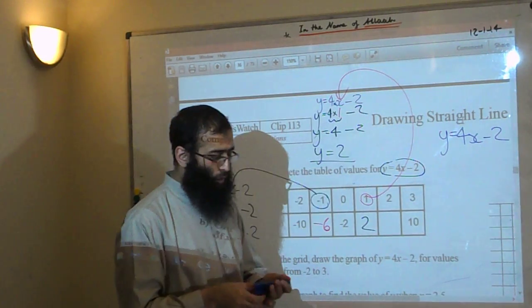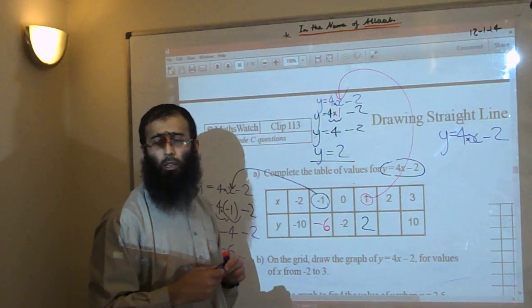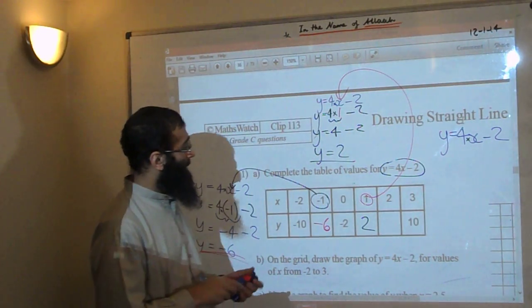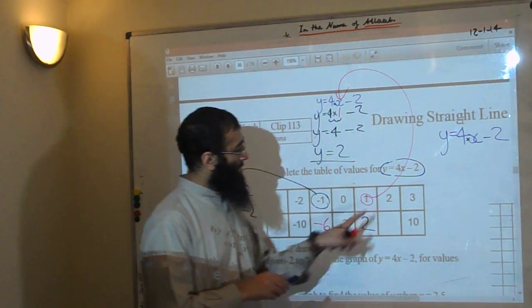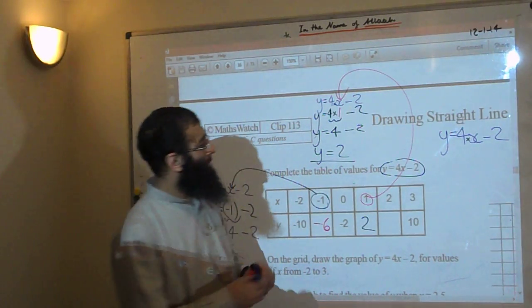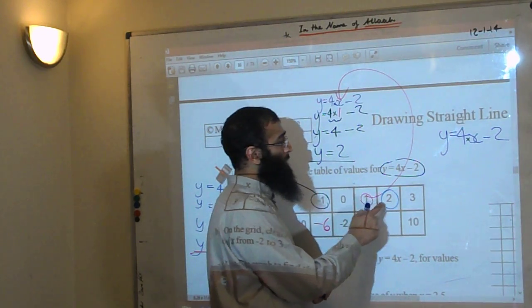Okay, remember 4x means 4 times by x. So now, what is the value of x in this instance? The value of x is 2.